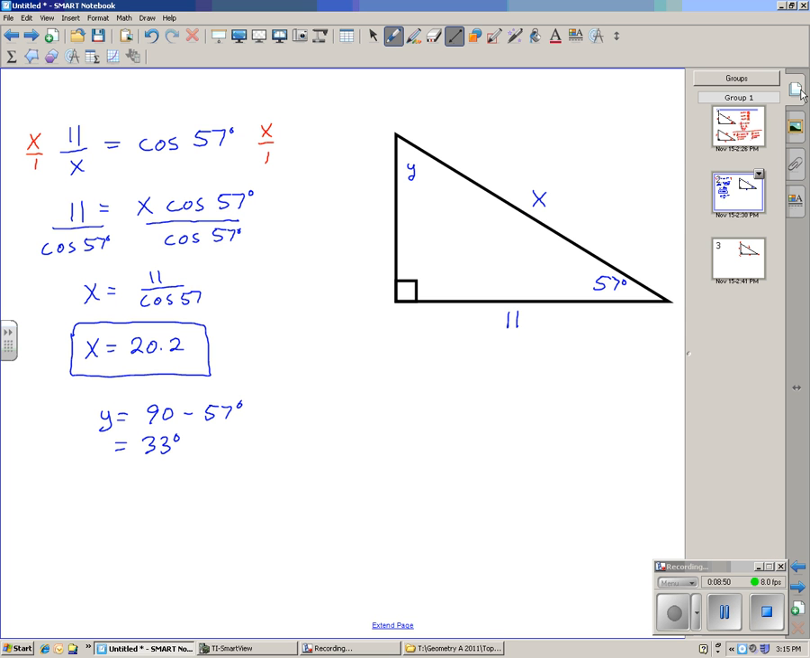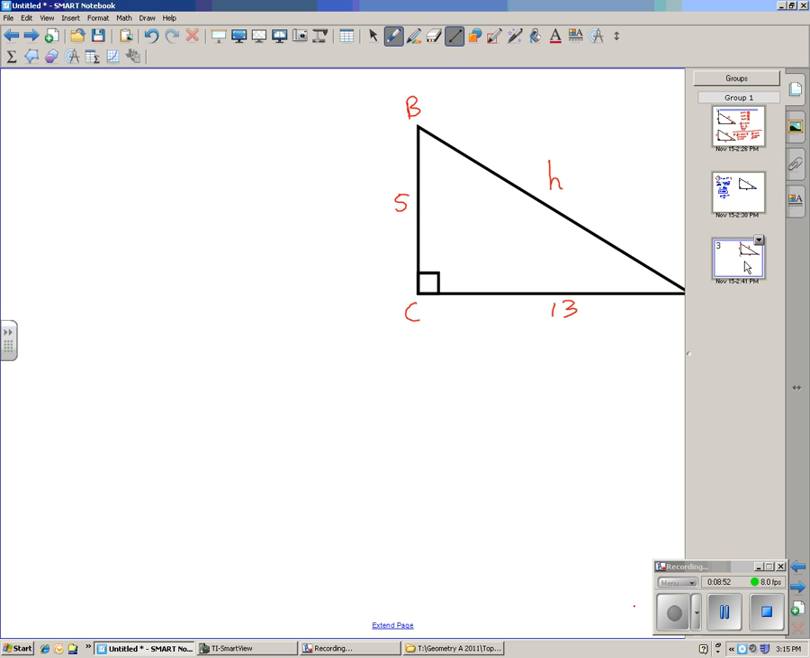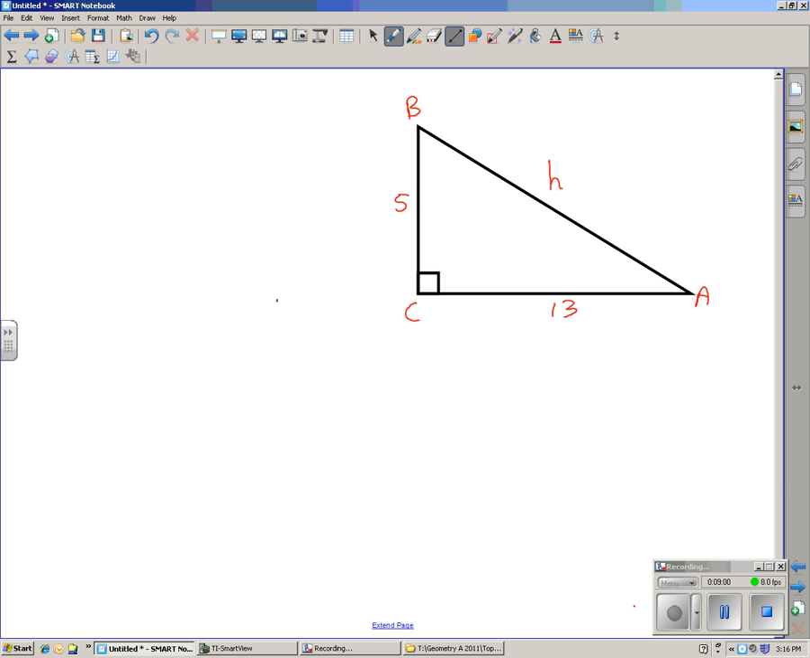Okay, here's another pretty different problem. That was one, so what we just did was we found missing sides when we knew an angle and when we knew one side. Now I've got a triangle and I don't know any angles, but I know two sides. I could find the hypotenuse using the Pythagorean theorem. But what about if I wanted to know what the measure of, let's say, angle A was?